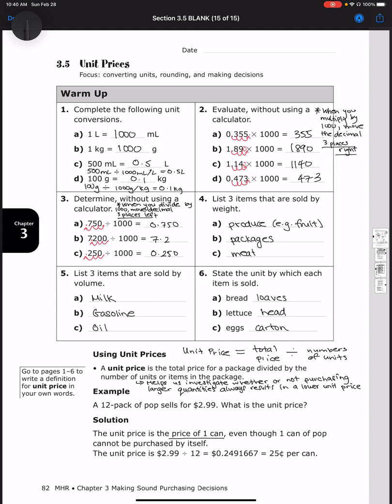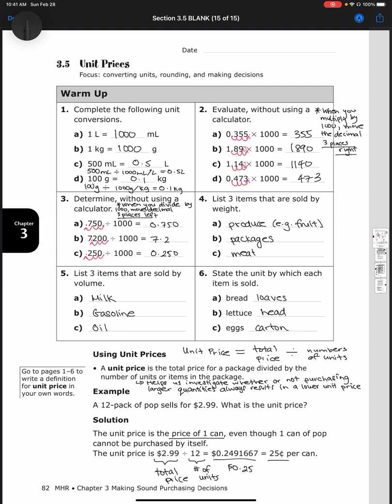So using our formula, the unit price is equal to the total price. So our total price here is $2.99 divided by the number of units. And the number of units we have here is 12. So if we do $2.99 and divide that by 12, we get this amount. But remember, when we're working with money, we round it to two decimal places. So this would round up to $0.25, which is the same as saying 25 cents. So each can would cost 25 cents. So the unit price is 25 cents.